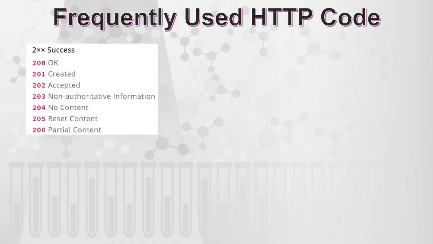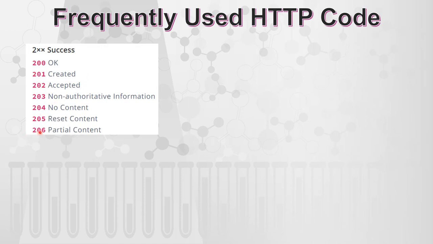First is the success category. The most commonly used is 200 OK, which you will very frequently see in the case of a GET request. Then 201, which indicates that the resource is successfully created by the server, and you can see this status code returned in the case of a POST request.